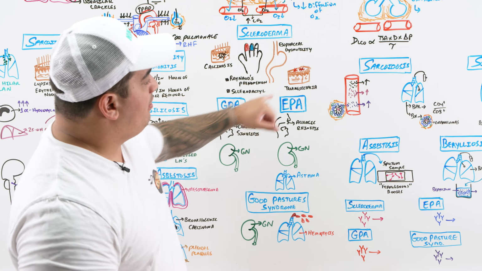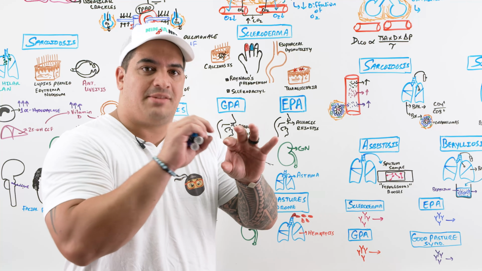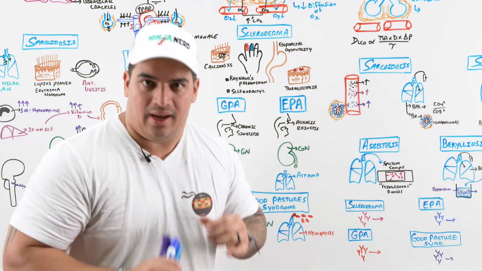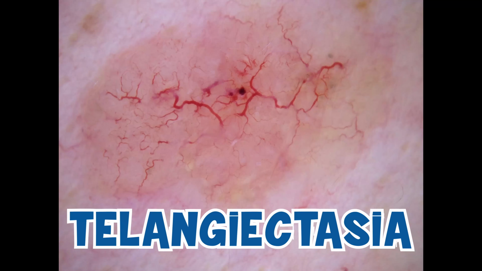The last one that I want you guys to remember is that they can actually have vessels on the superficial aspect of the skin that appear dilated, and this is called telangiectasia. And so I want you to take a look at what this looks like.